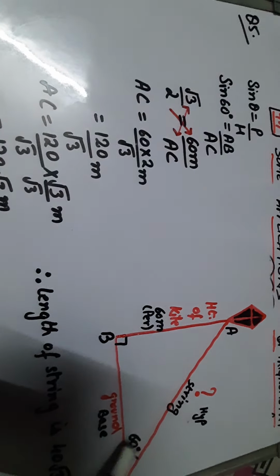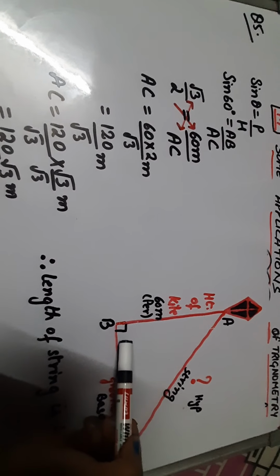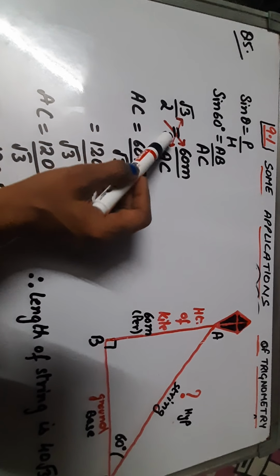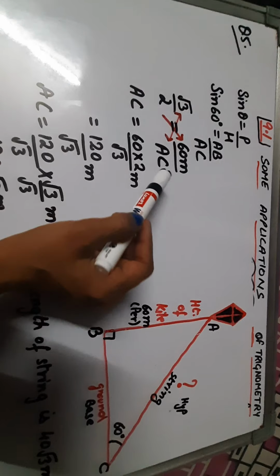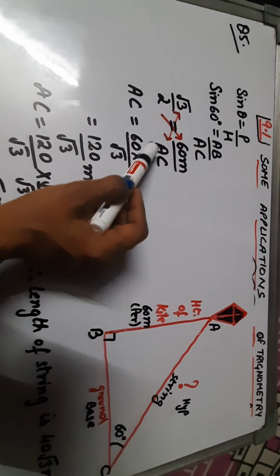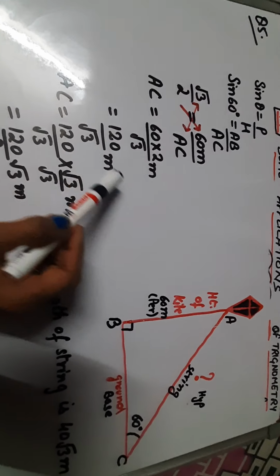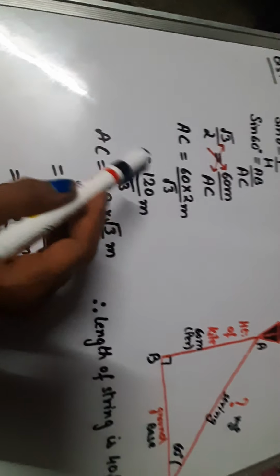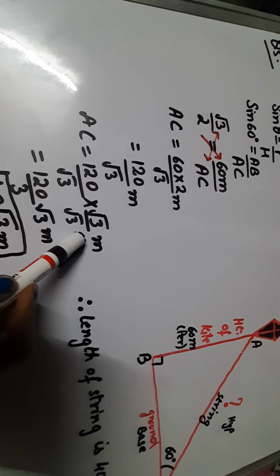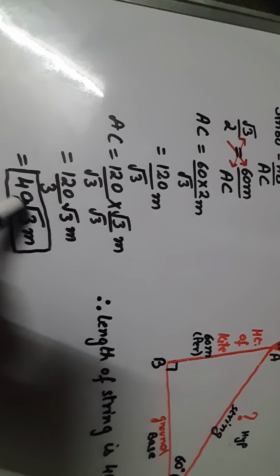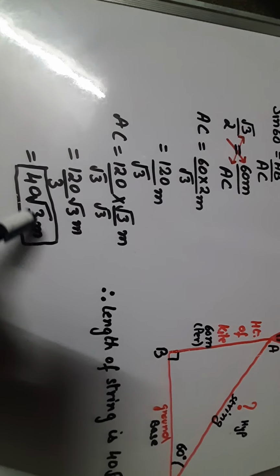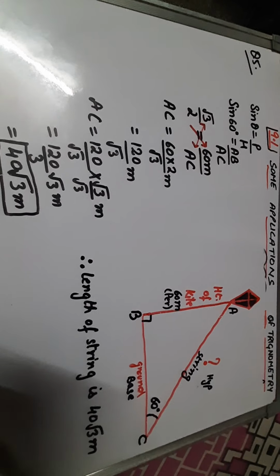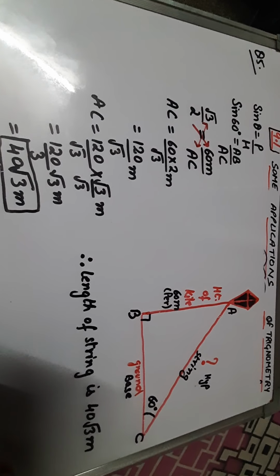So sine 60 degree is equal to perpendicular, that is AB, upon hypotenuse, that is AC. So its value is root 3 by 2 is equal to AB is 60 meter divided by the length of the string we need to find out. By cross multiplication you will get AC as 120 divided by root 3 meter. But as I told you, because the square root is there in the denominator, this can't be the final answer. We need to rationalize it. So by rationalizing it, we'll get the length of AC is 40 root 3 meter. That is the length of the string is 40 root 3 meter. So this is your answer, and I hope the question is clear to you.